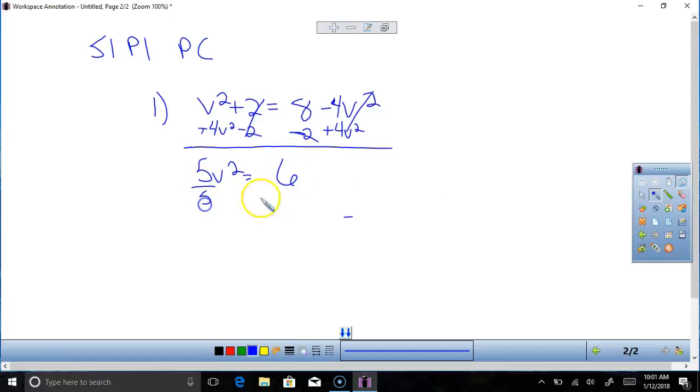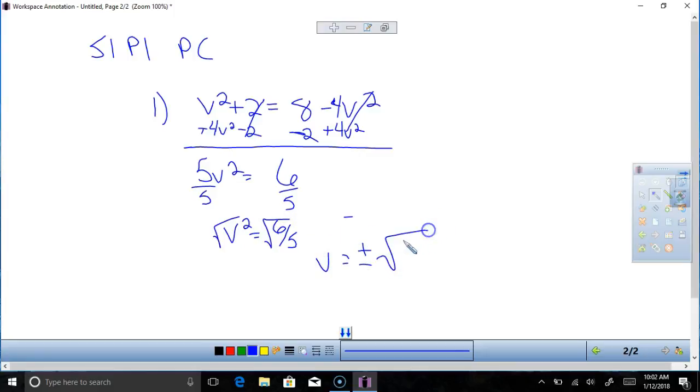Divide by 5. And we end up with v squared equals 6 over 5. And I square root both sides. And I get v equals plus or minus the square root of 6 over 5. There we go. That's number 1. Okay. Now let's do number 2.